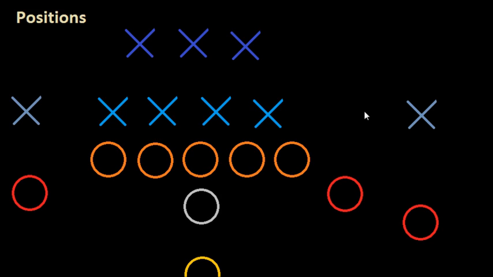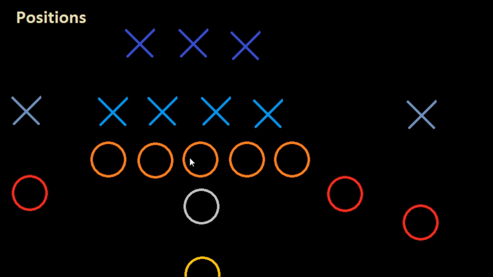One of the most confusing things about football, especially when you're just starting to get into the sport, is where are all these guys standing and why are they there, and what are the different positions that we have. And so that's what I want to take a look at in this video.